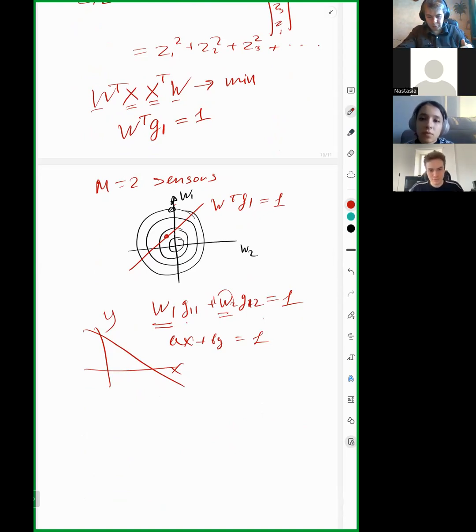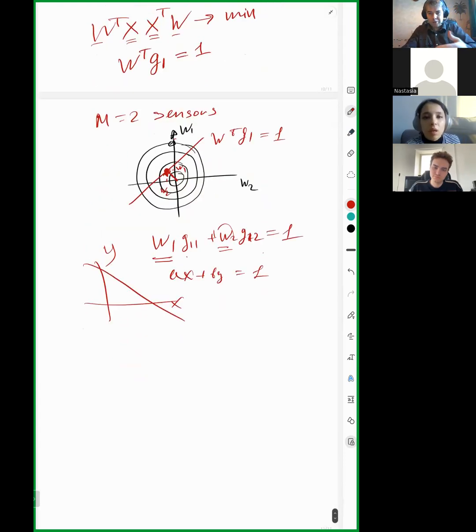I know that it is a location because if you imagine this surface and look from the top, and you have some constraint here, where will you have a minimum? Somewhere here, right? That's exactly this, and this is your vector W that you are looking for. It has certain W2 and W1. This is your target, your goal.